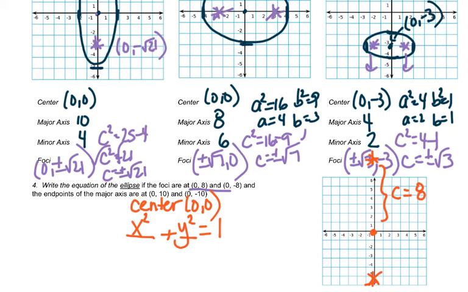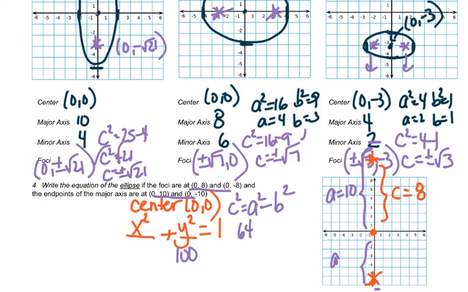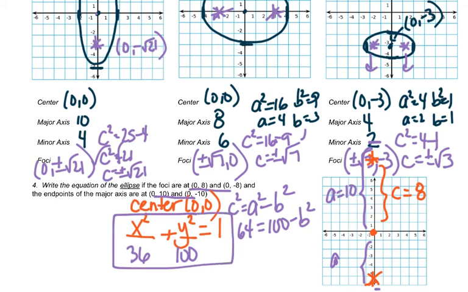It says the endpoints of the major axis are 0, 10, and 0, negative 10, so those are even farther up here and down here. So basically from 0, 0, I went up 10, down 10. That's the major axis, so a is 10, right? So that means a squared is 100, and it goes under the y squared because I went up and down. So now the only thing I have to find is the b squared, and I can use my formula, c squared, 8 was c, so that's 64, 100 is the a squared, so b squared is 36. I don't even have to find b. So that's the equation of that ellipse.